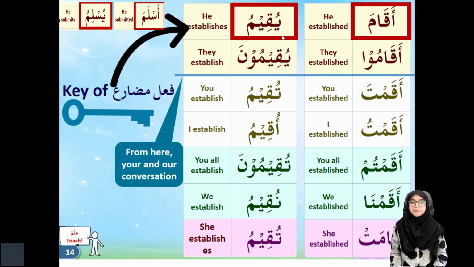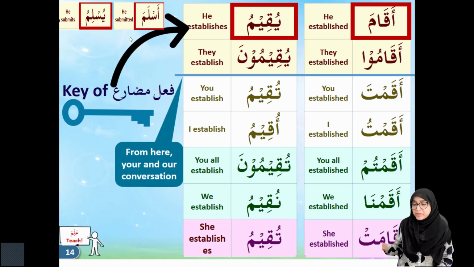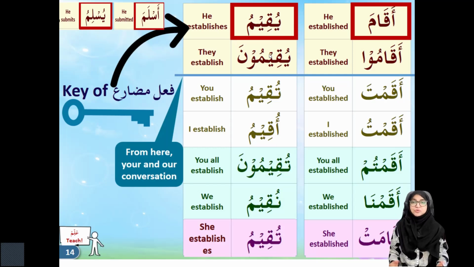Now let's come to the fi'l mudari'. As I said, this is on the lines of aslama. So aslama, yuslimu. Same thing you'll do. Aqama, yuqimu. Aslama, yuslimu, aqama, yuqimu. Same thing. So now you'll do yuqimu. Once you know yuqimu, all the rest is easy. So yuqimu, he establishes. Yuqimuna, they establish.